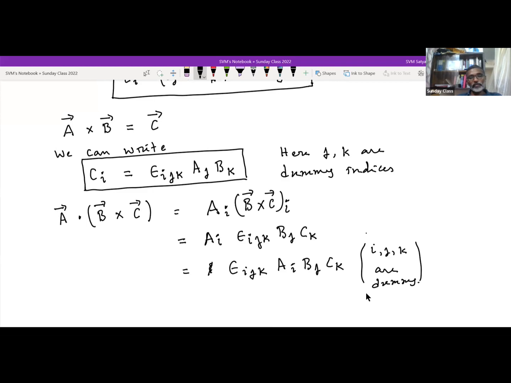That is fine because there are no free indices. So the left hand side is a scalar quantity. A dot b cross c is a scalar quantity. So this is how we can write it down, as a vector triple product. Correct?